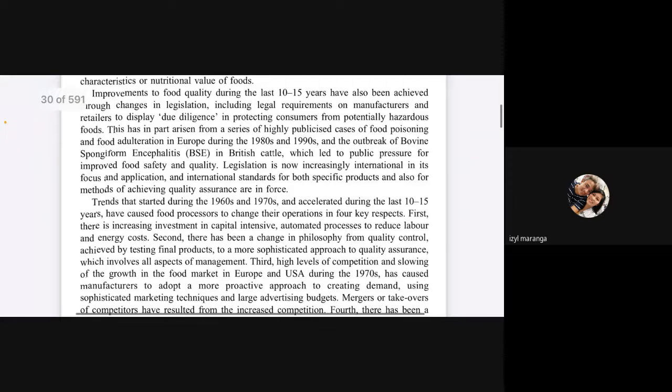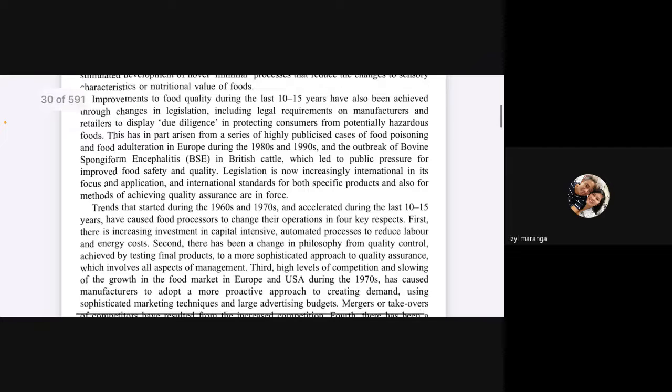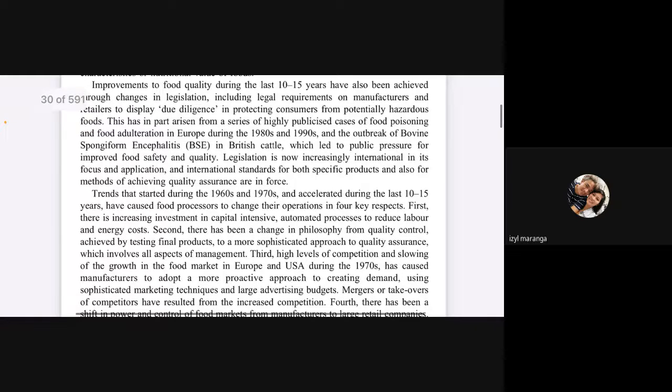But sabi nga ni Aizil, the new generation are used to processed food na. And in the last 10 to 15 years, we have changes through legislation, laws, requirements of manufacturers to really protect the consumer from hazardous food. And para maiwasan ang food poisoning, food adulteration, kasi hindi natin alam, like the usual joke natin na yung siopao, ang meat niya ay from the rats or daga, di ba? But that was just a joke.